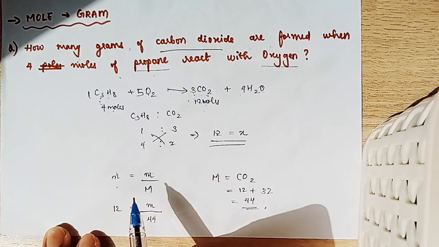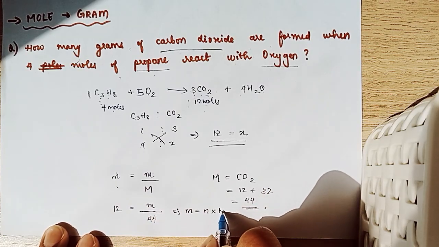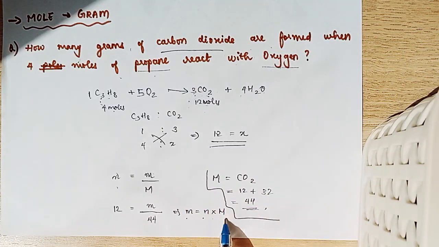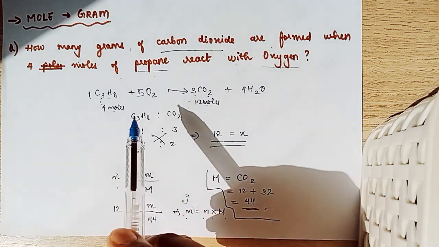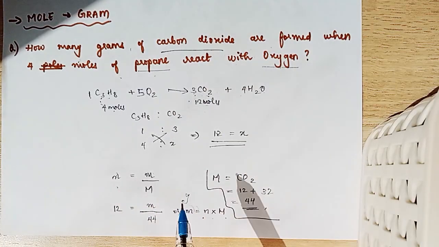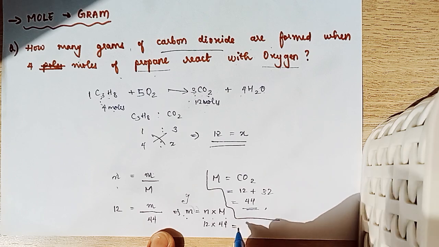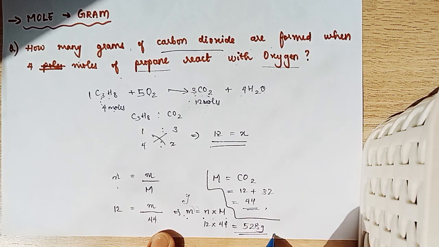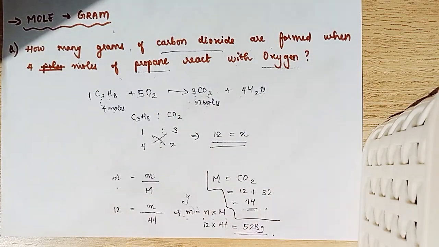So this is what is given. We can further write this equation as m is equal to n into M. We'll put this aside. When we equate this, we get it like this. So to find m will give you the grams, right? And we need the grams for this question. So m is equal to 12 into 44, which is equal to 528 grams. This is how you do mole to gram conversion in stoichiometry.